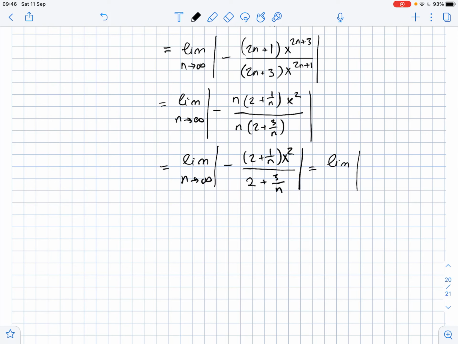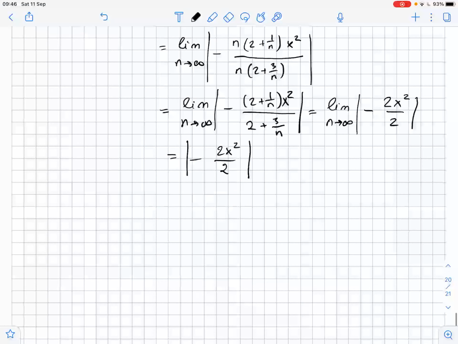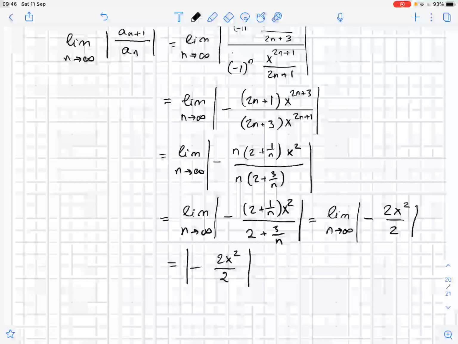Then this equals the limit of the absolute value of negative 2x squared over 2, where n approaches infinity, and obviously this equals negative 2x squared over 2. Sorry, the absolute value of negative 2x squared over 2.